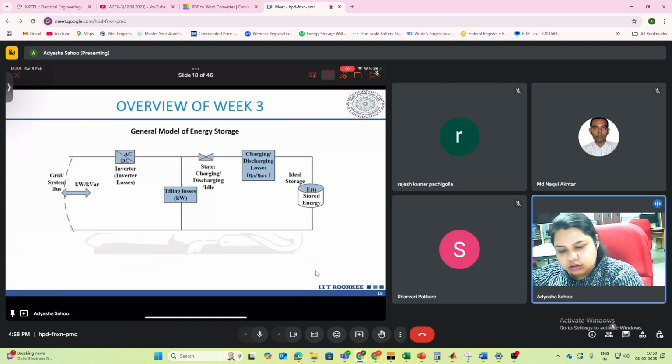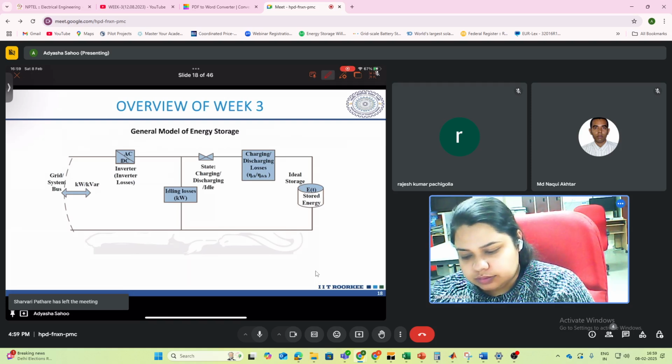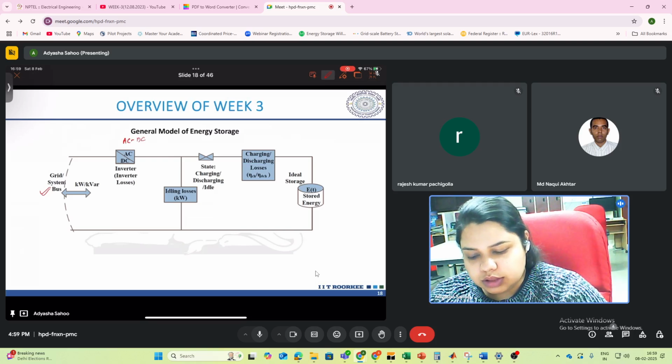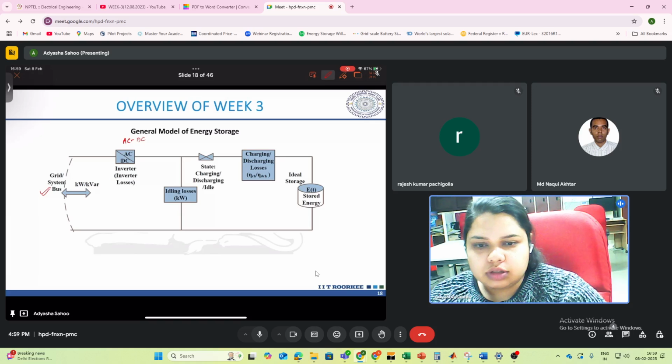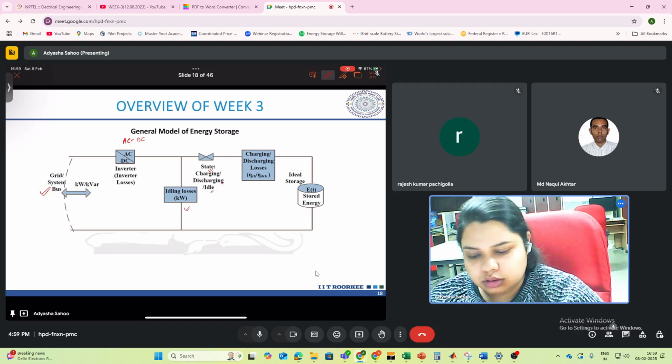Then we have the general model of an energy storage system. Here basically you have the grid. Then you have the inverter, which is converting this AC to DC. Then this idling loss that we discussed is somewhat similar to the calendar aging. That means even if you are not using the battery, there will be some loss in its capacity, some loss in its energy. That is represented by this idling losses. Then the state means what is the state of the battery, whether it is charging, discharging, or in idle mode.